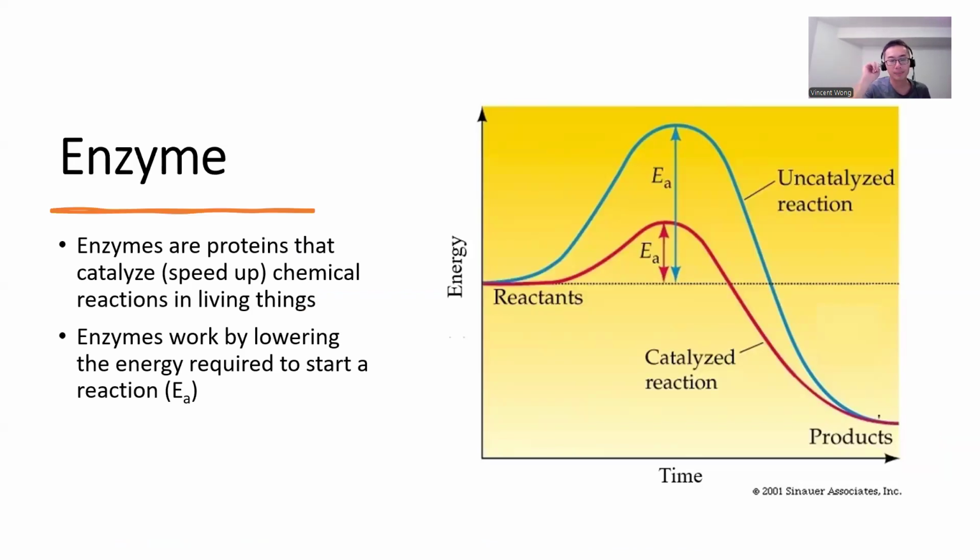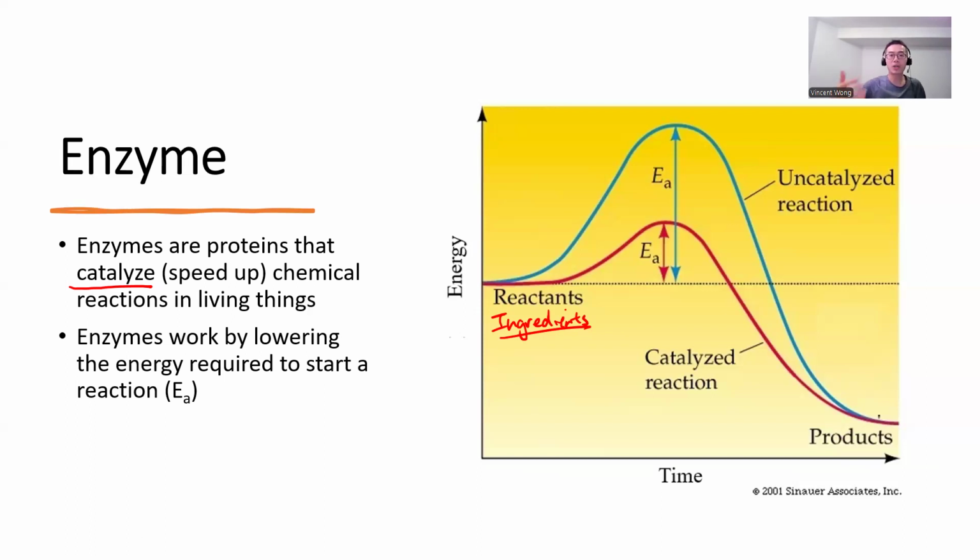Anyway, back to enzymes. So again, enzymes are proteins, and the function of proteins is to catalyze. That's a fancy word for speeding up. They try to speed up chemical reactions in a living system. Now, how does it work? Well, if you look at this graph here, the y-axis is energy, and this is time. And reactants are basically like the ingredients of a reaction, and then the product is like what you get in the end, right? Now, here is the thing.